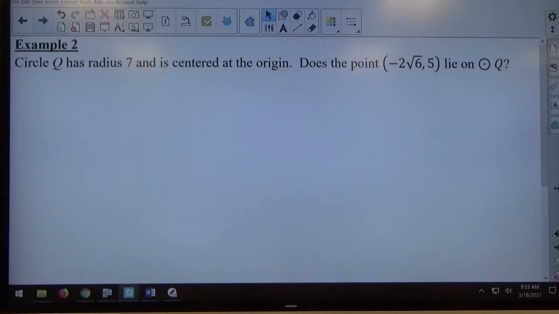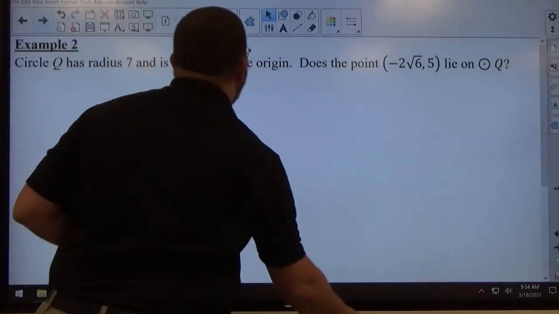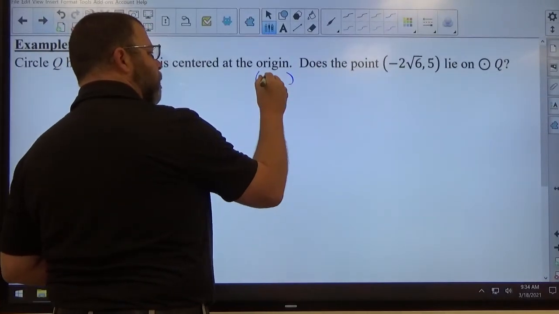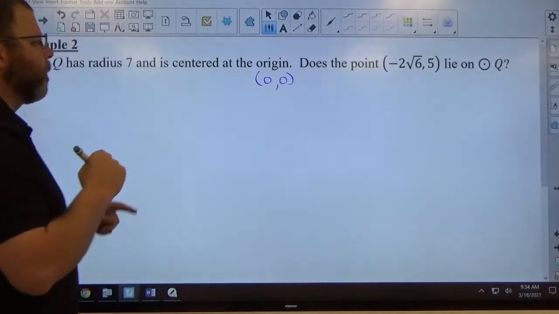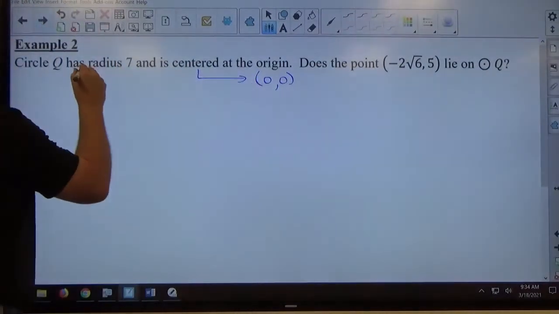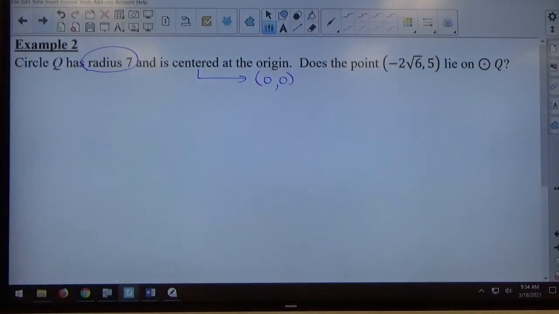For example 2, it says circle Q has a radius 7 and is centered at the origin. So let's start with that information. What is the origin? What's the coordinate pair that represents the origin? 0, 0. So they're telling us what the center is. So the center is 0, 0. The radius is 7. So that's everything we need to know to write the equation of the circle, right?